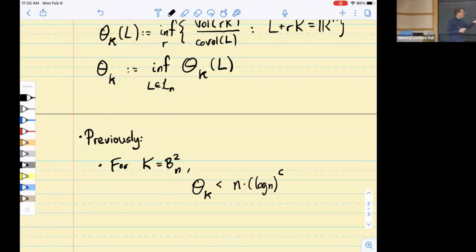Now, keep in mind, this is not the radius. This is volume. You clearly need a ball of volume 1 to cover space, if the lattice has covolume 1.